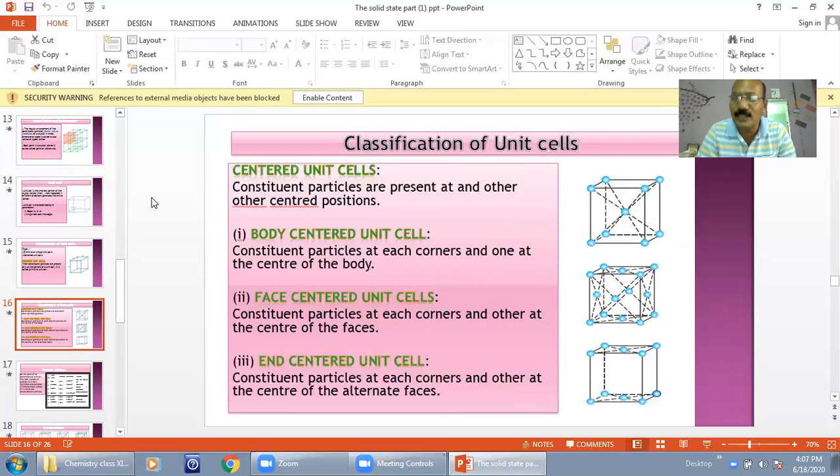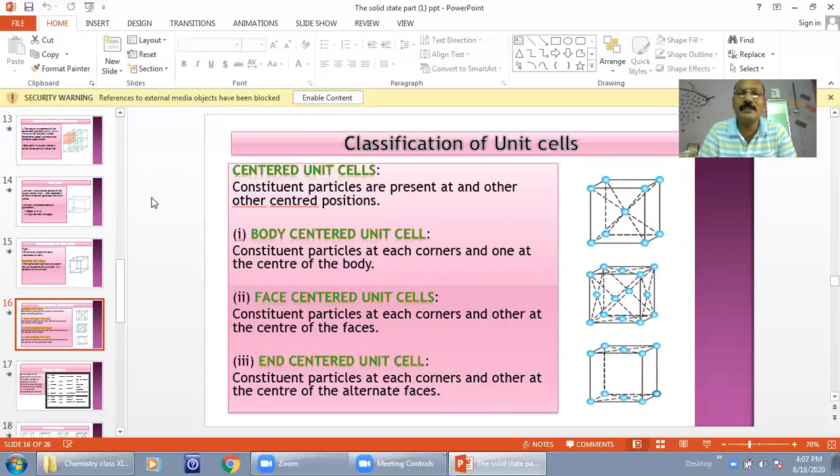One, body centered unit cell. In case of the body centered unit cell, the constituent particles are already present at the 8 corners. Moreover, one point is present at the center of the body. When one particle is present at the center of the body and all the 8 points are present at the 8 corners, such arrangement is called body centered unit cell, BCC.